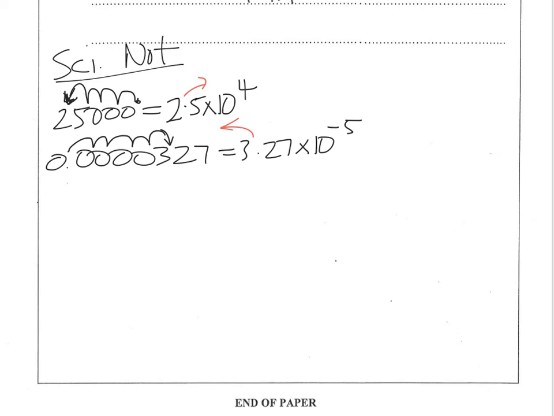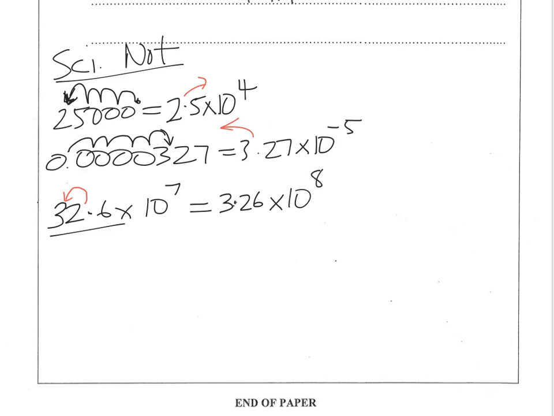Also, some questions might say, okay, we have 32.6 times 10 to the 7. Now, that's actually not in scientific notation because it's 32. So what we need to do to make it proper scientific notation, this needs to jump one more. So we get 3.26 times 10. And because we've added another jump, we get 8.